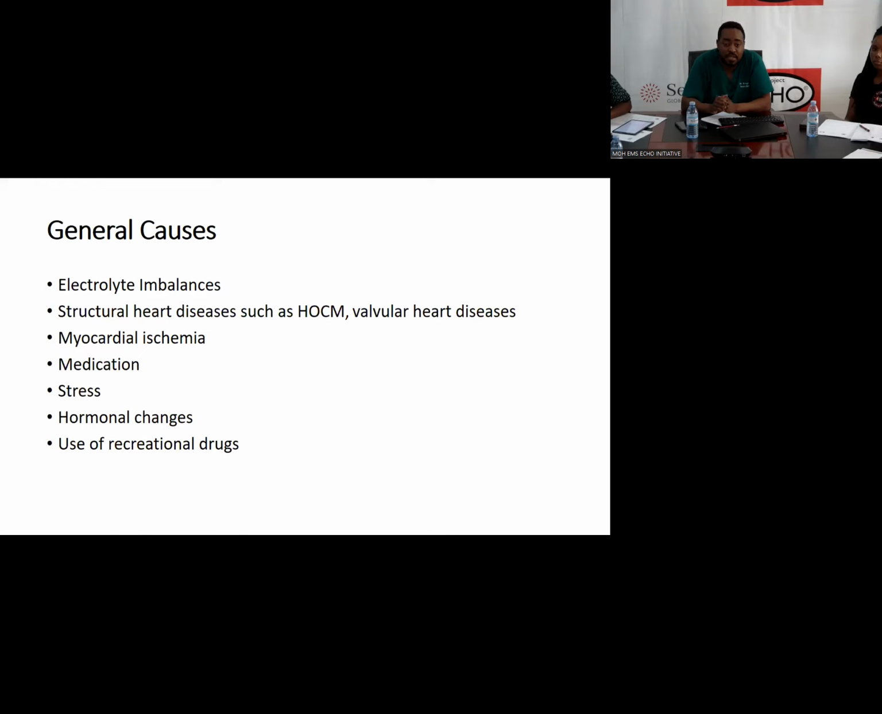Then a heart attack. If part of the heart is impacted and it's unable to generate or conduct electrical impulses well, that part can become an ectopic focus for cardiac arrhythmias. So that's the third point there, which is myocardial infarction. Then commonly the medications that we use to treat these cardiac arrhythmias can actually precipitate them. Other correctable things are stress, hormonal imbalances, and use of certain recreational drugs like cocaine and marijuana. All those can precipitate cardiac arrhythmias.